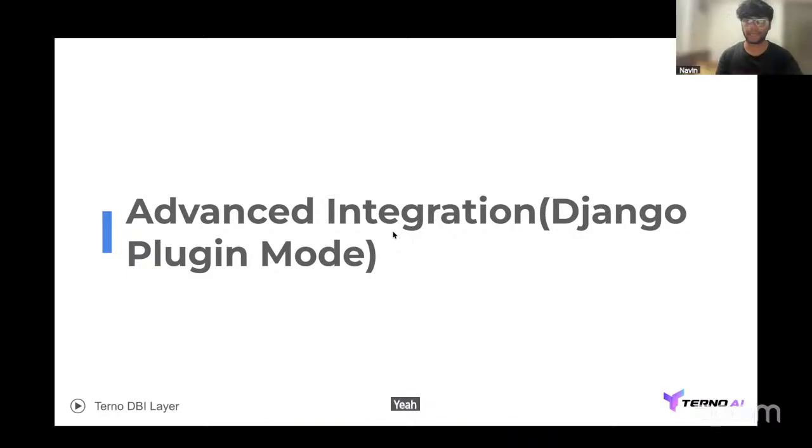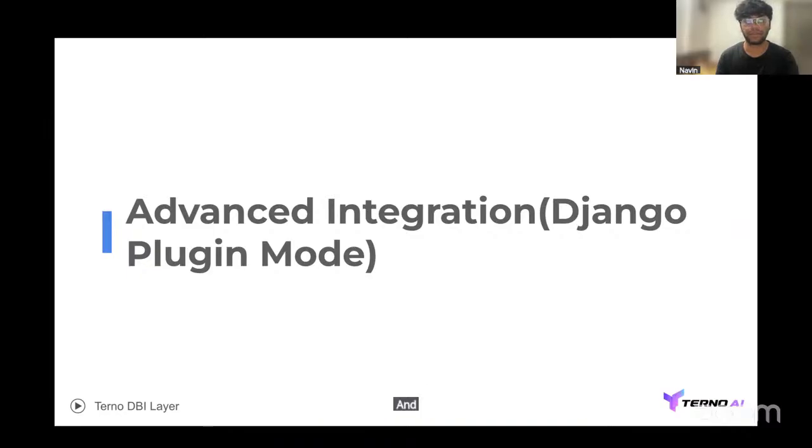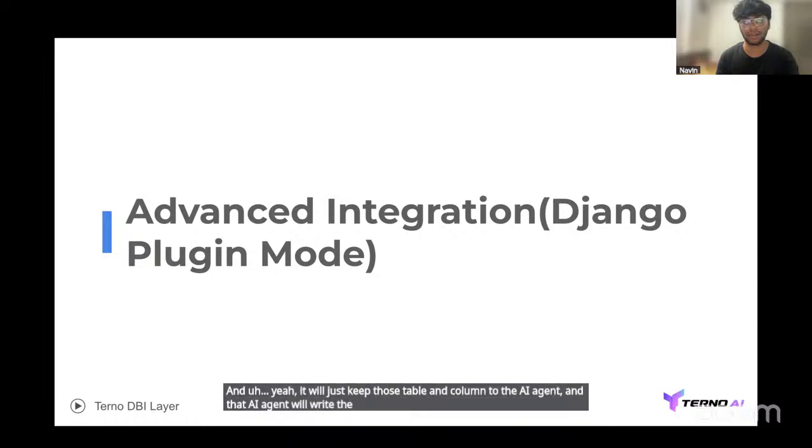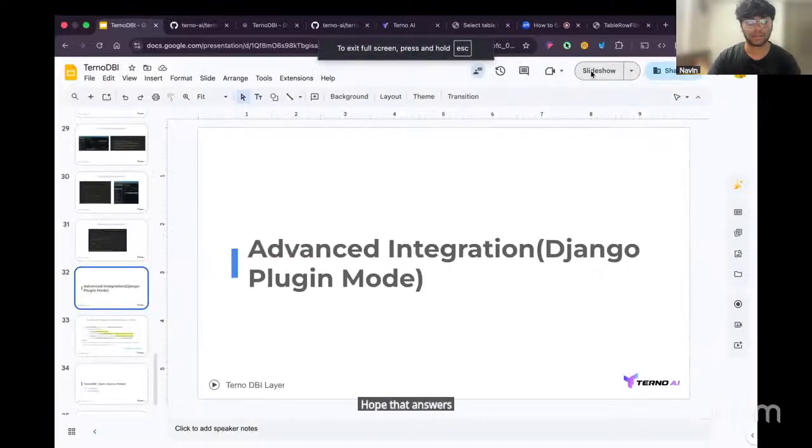TurnoDBI will create a layer upon your actual database. It will not modify or do anything on your database. It will just create a virtual schema out of it and give those tables and columns to the AI agent, and that AI agent will write the query, and that query will execute on your actual database. Hope that answers your question.